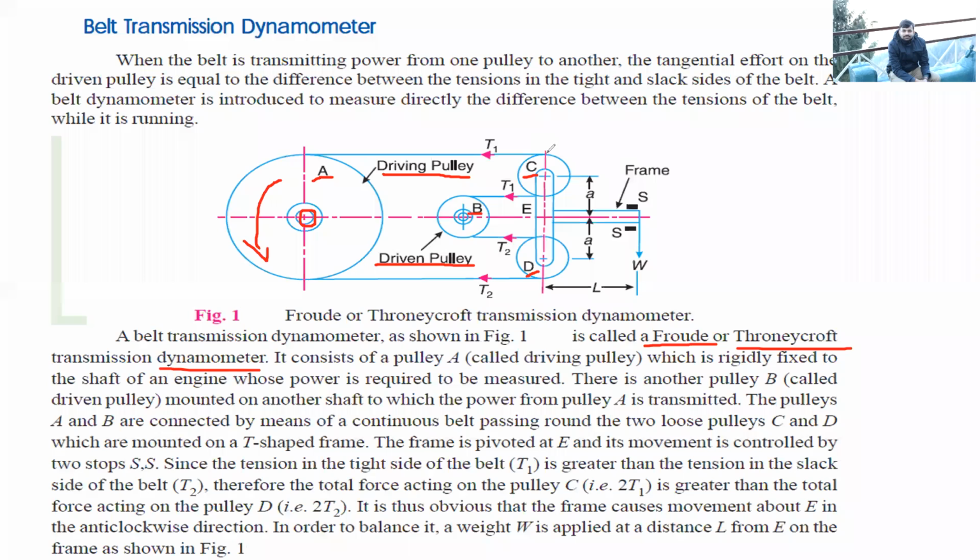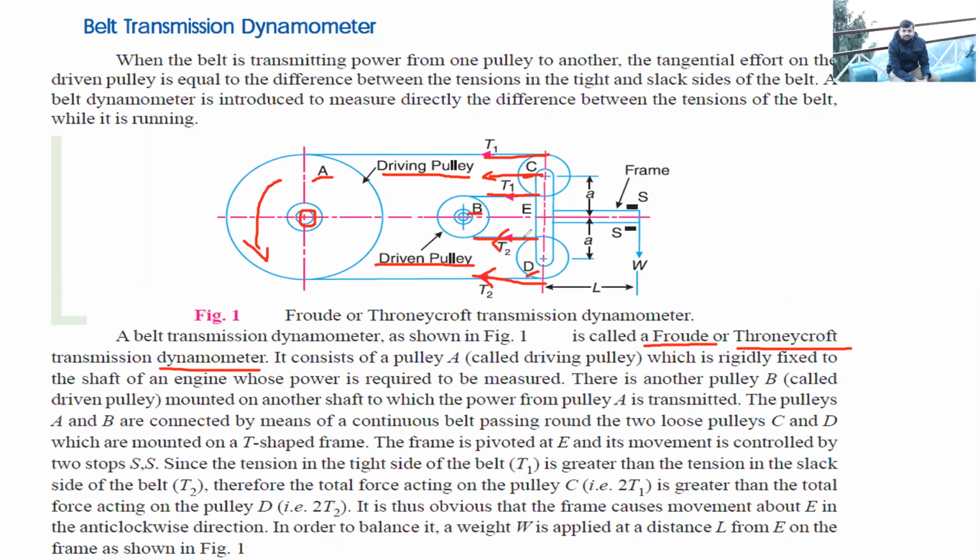What will happen? There will be a tension T1 over here, which will be acting in this direction. So the total tension acting on this pulley would be 2 times T1. Now it will rotate this pulley, and over here in this belt the tension would be T2, and here also the tension would be T2. So the total amount of tension would be 2 times T2.